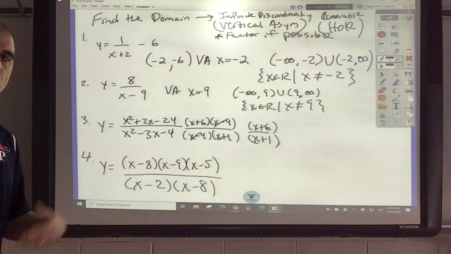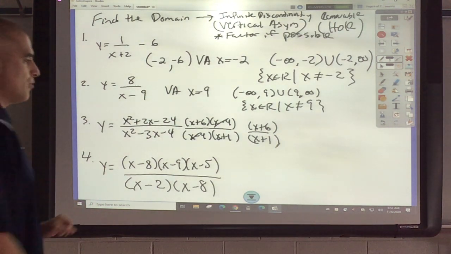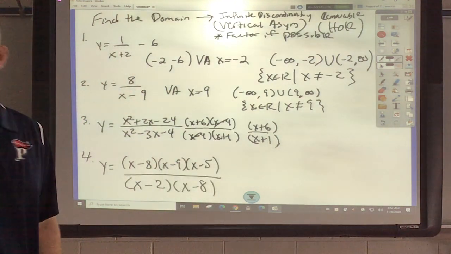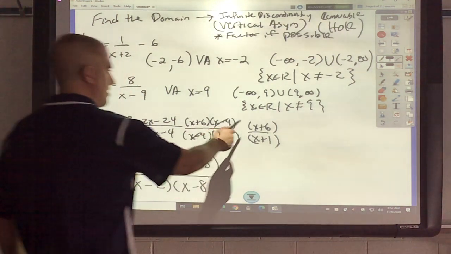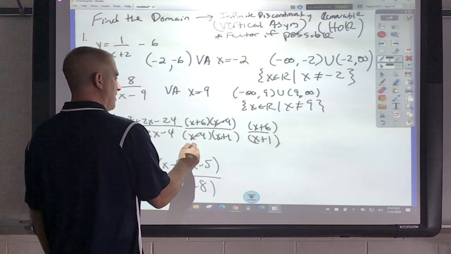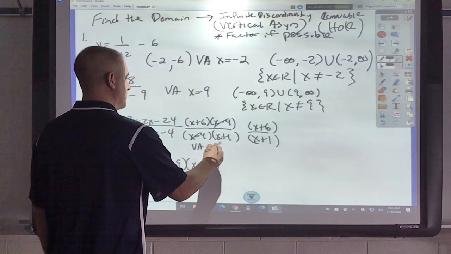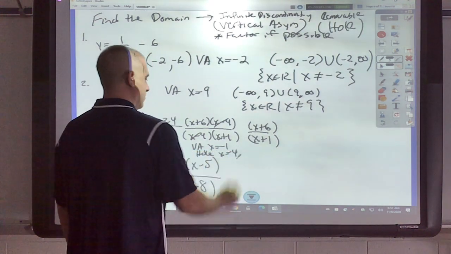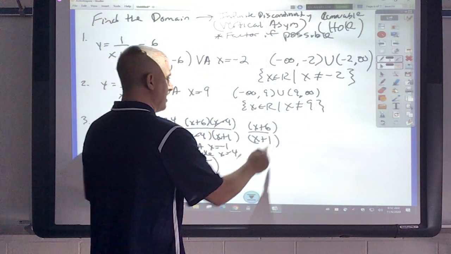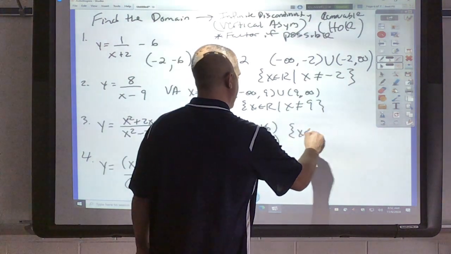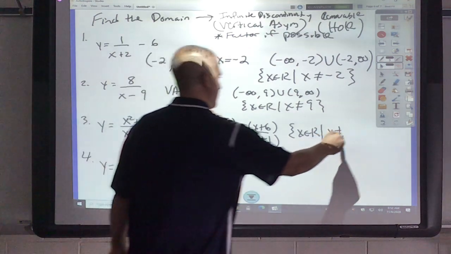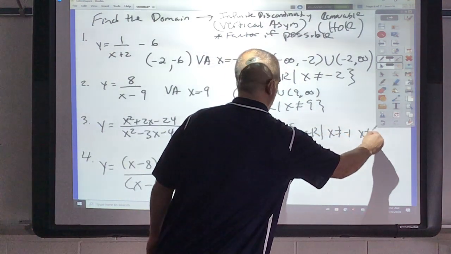We'll talk about how to make graphs for this stuff, but for right now, we just want to learn some of the concepts. This would be my infinite discontinuity at x equals -1. So I basically have a vertical asymptote at x equals -1, and I have a hole at x equals 4. So what would my domain be? Set builder might be the easier one. x is an element of all real numbers, such that x can't be -1 and x can't be 4.